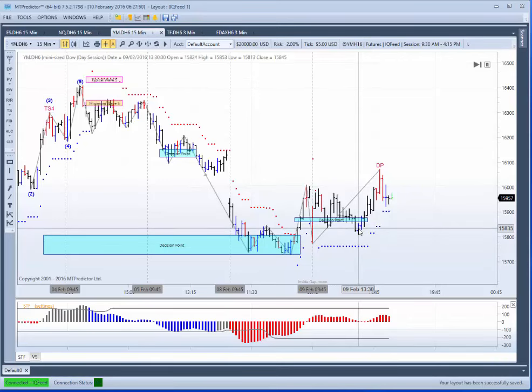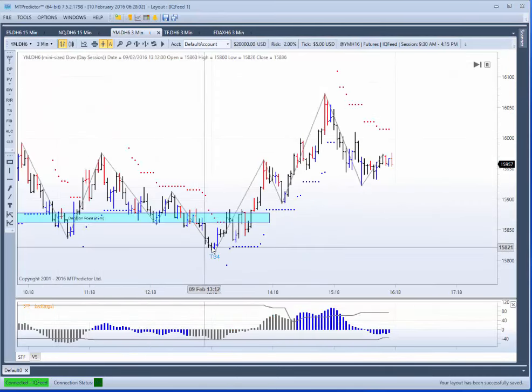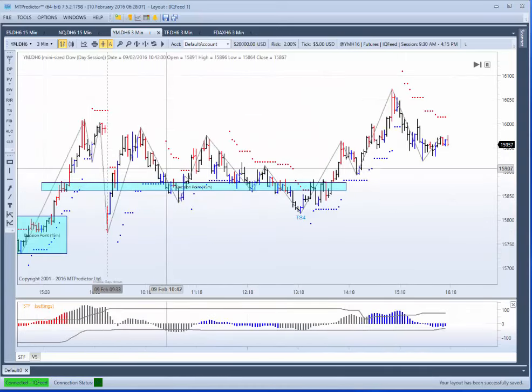So let's see what happened before 1:30, where the large degree trend was clearly up. Can you see that? Clearly beyond those that DP support. Let's go down to the 3-minute chart, and lo and behold, we had a TS4 buy setup here. Remember, large degree trend was up. There's our 15-minute support, was up, so you'd be looking for buy setups.